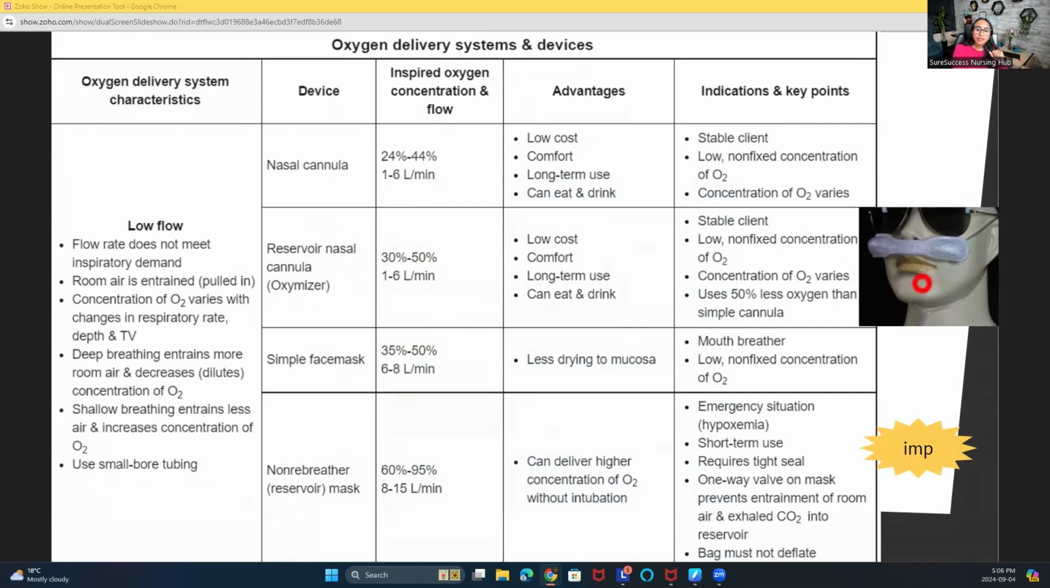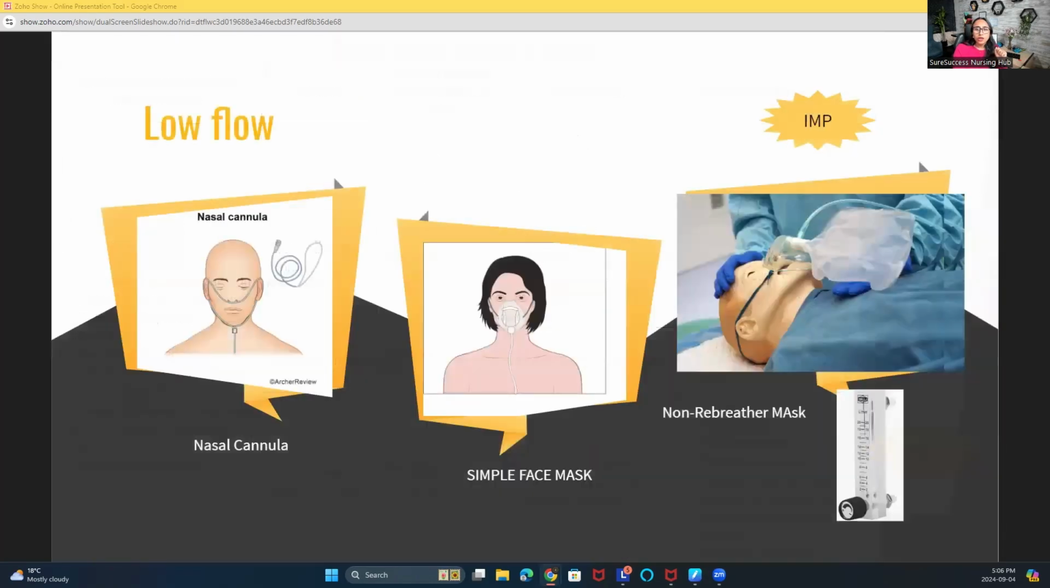Very important for your NCLEX exam is the non-rebreather mask. Let me show you the picture and what kind of questions come in the NCLEX exam. First of all, a non-rebreather mask looks like this.